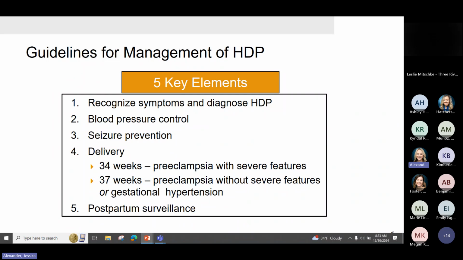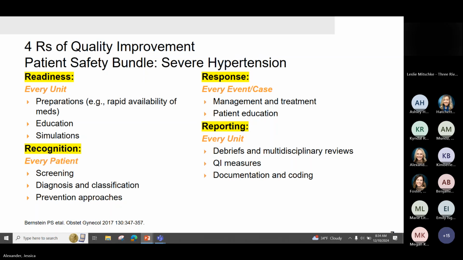Guidelines for management: first, you have to recognize the symptoms and the diagnosis. Control blood pressure. Seizure prevention would be one of our targets, and delivery at 34 weeks and beyond with severe features, 37 weeks with preeclampsia without severe features or even gestational hypertension, and then the postpartum surveillance. We're going to be looking at these 4 R's: readiness, recognition, response, and reporting.